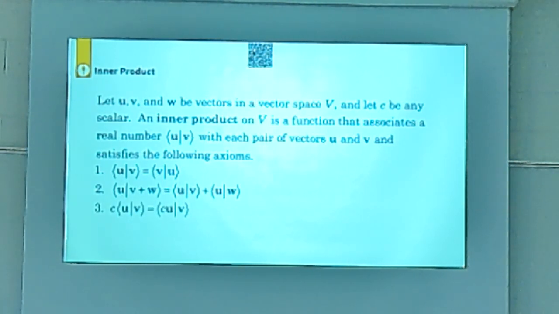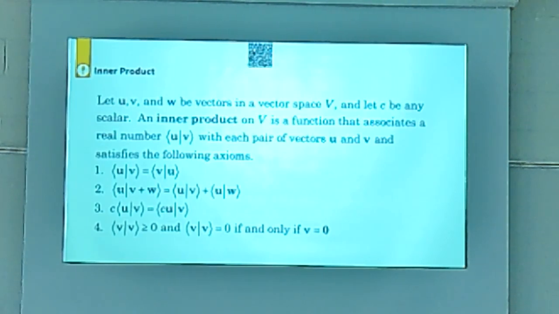Third, c times the inner product of u with v equals the inner product of cu with v. And again, keep in mind that all of these operations, the plus and the multiplication, are defined in V. It's addition as defined in V and multiplication as defined in V. And finally, the inner product of v with itself is greater than or equal to 0. It's non-negative. And it equals 0 if and only if v is the additive identity, and v is your 0 vector.